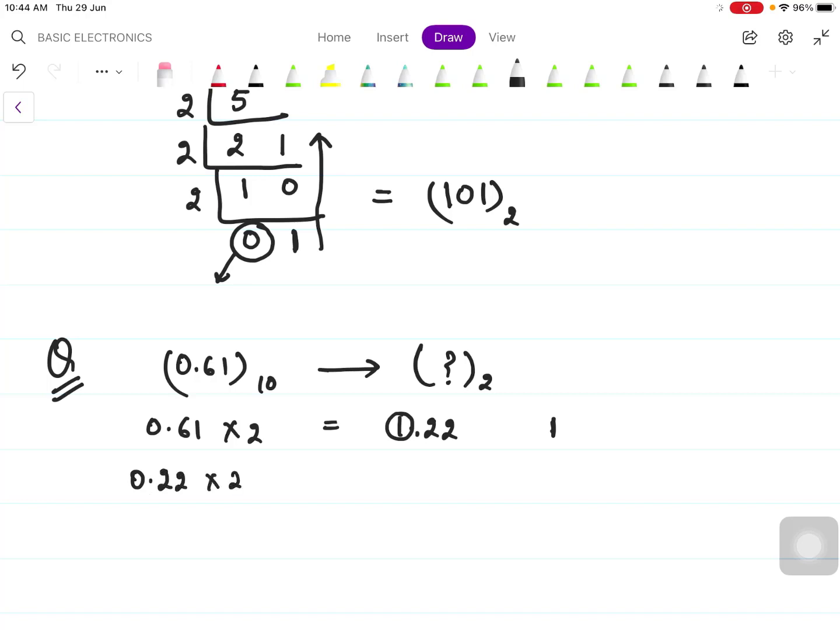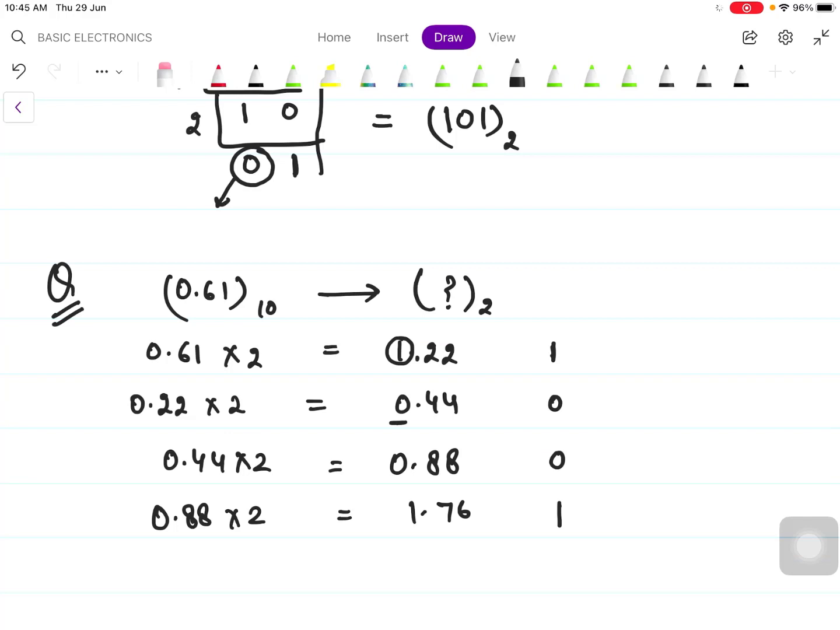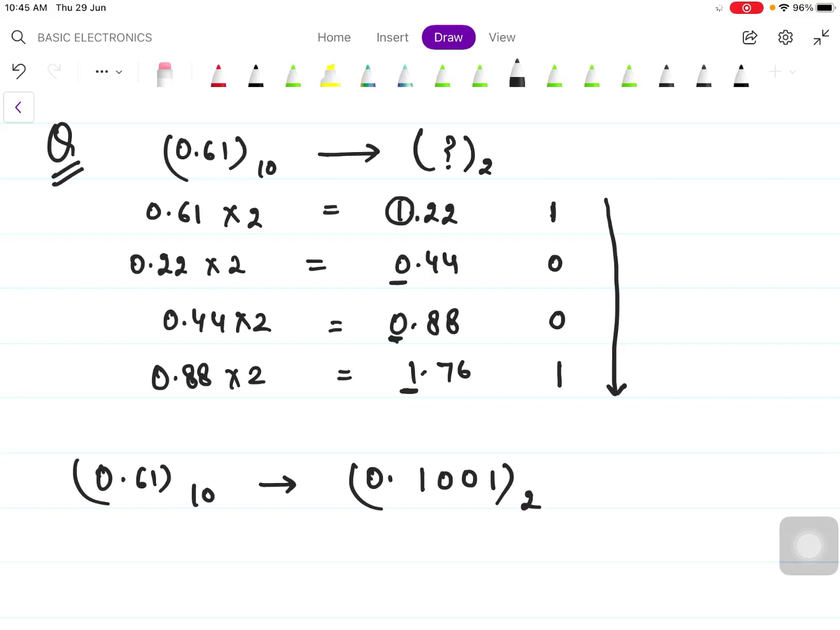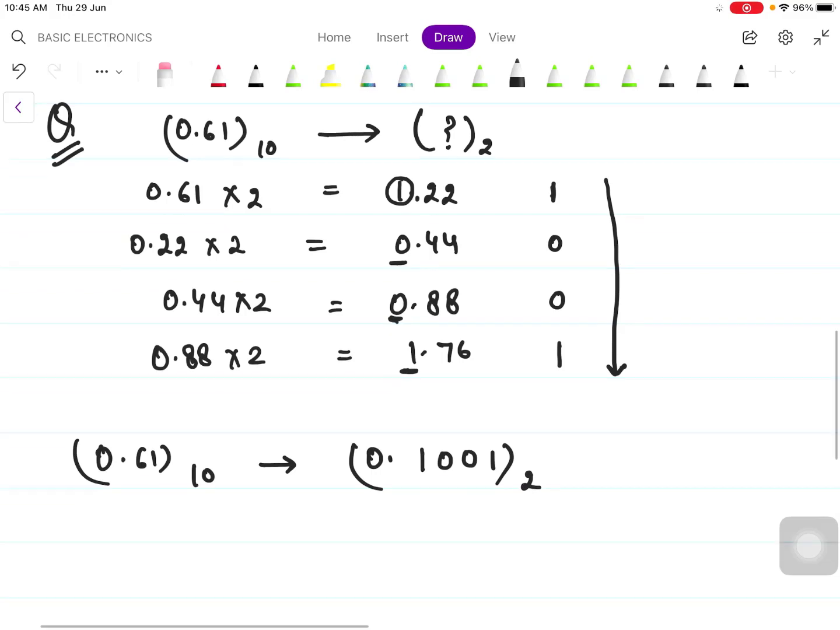So again multiply it by 2, it will come 0.44. The whole number is 0. So the process will go on. Here you are recording this 1, here you are recording this 0, and you have to stop at 4 decimal places and record your answer from top to bottom. So this is how we convert decimals to binary.